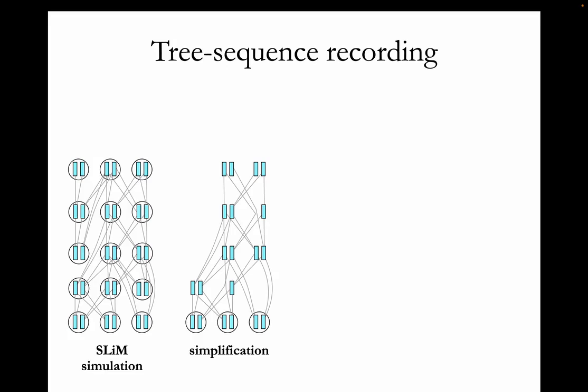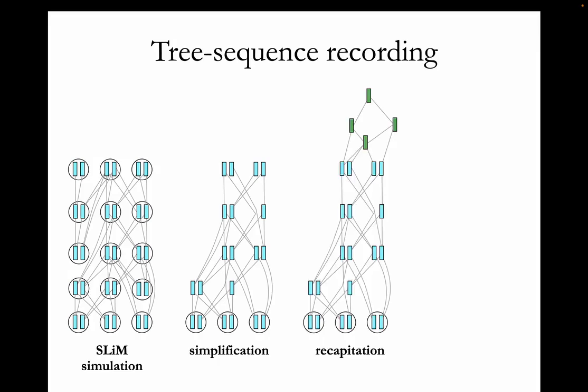So for a population of 1 million individuals, your burn-in needs to run for 10 million generations. That can take a very, very long time with forward simulation. So burn-in is a big problem. Tree sequence recording solves the burn-in problem, at least to some extent, with a technique called recapitation.